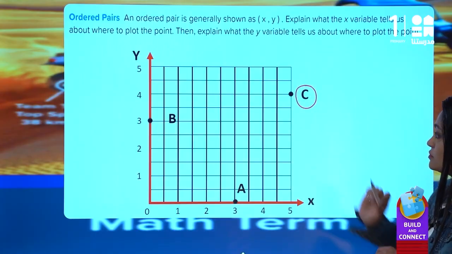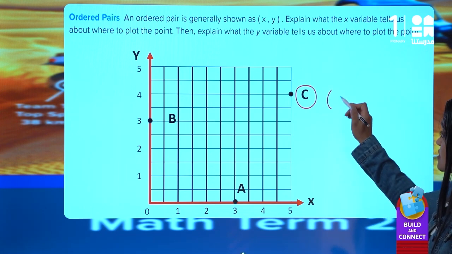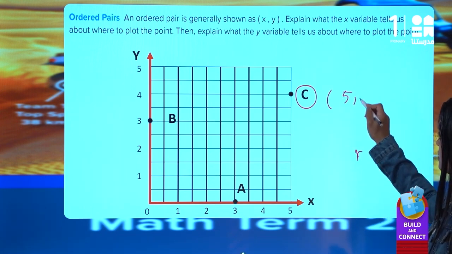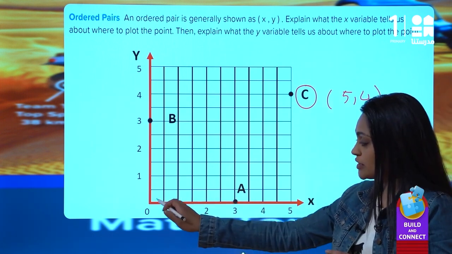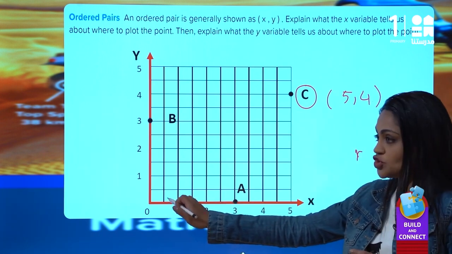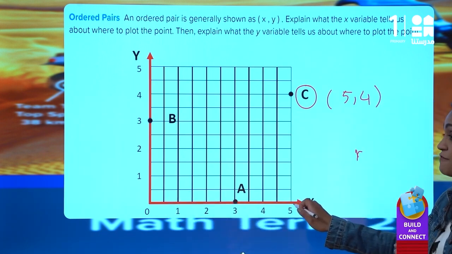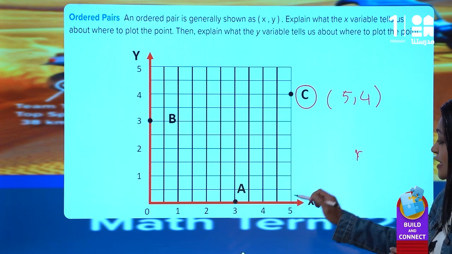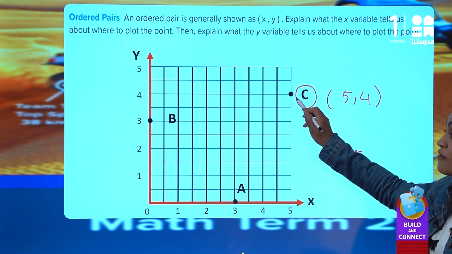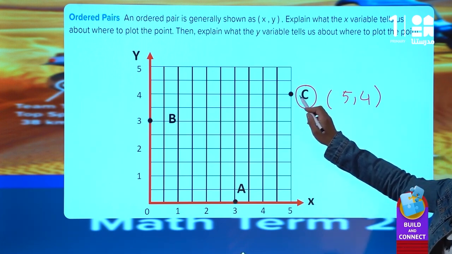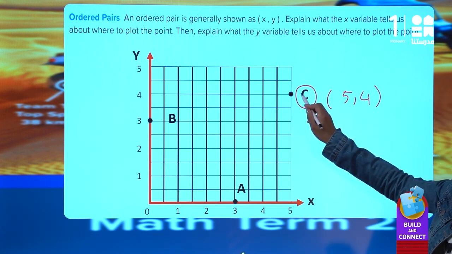So see here, it was what? 5 and 4, right? So we're going to do what? Move from the origin. How many spaces? 5 spaces on the x-axis, okay? And then you're going to move upward. How many spaces? 4 spaces exactly upward, and then this is the point C.